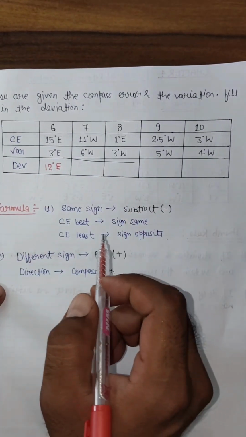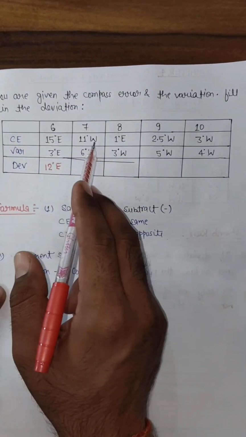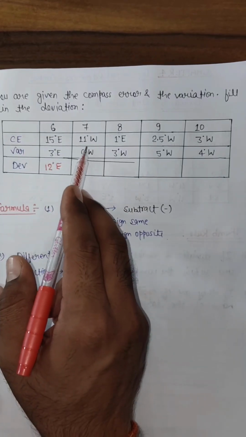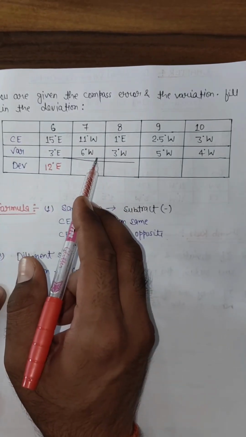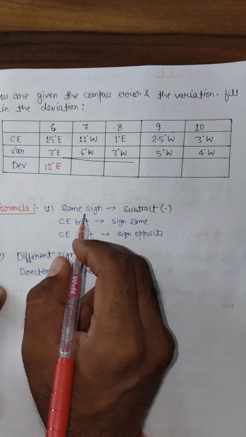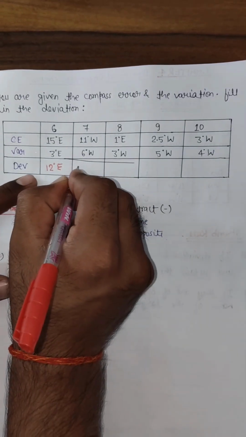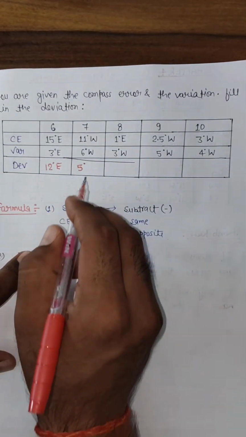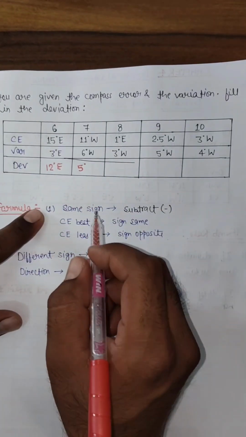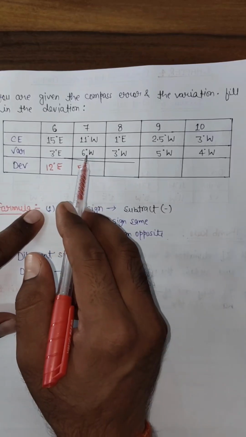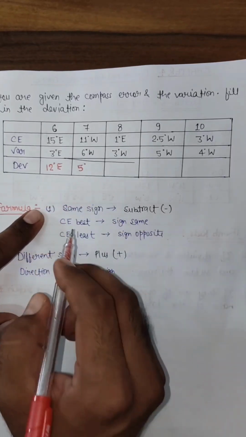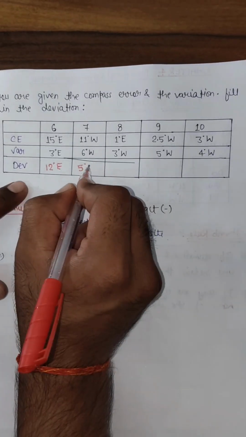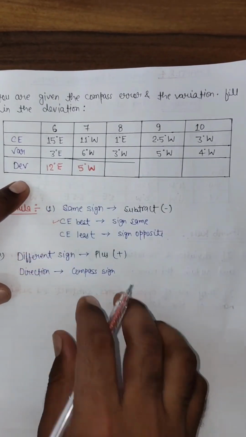In the second question, compass error is given as 11 degree west and variation is 6 degree west, so both have the same sign. If the same sign, then we will subtract 11 degree minus 6 degree, that is 5 degree. And what would the direction be? Because the value of compass error is greater as compared to variation, this rule will apply here. Because compass error is greater, the sign would be the same, so 5 degree west would be our answer.